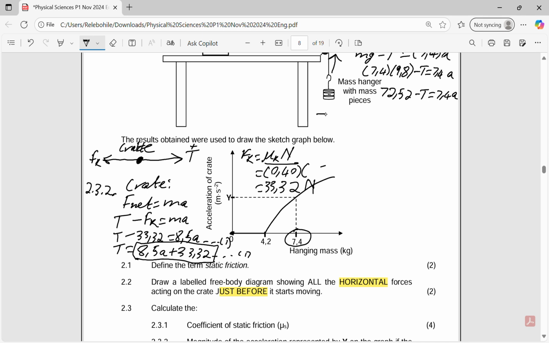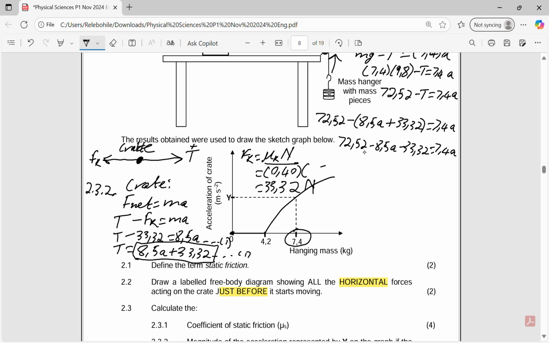So this means that I'm going to have 72.52 minus, in brackets, 8.5A plus 33.32 is equal to 7.4A. Then if I'm removing my bracket, I'm multiplying by this negative. That means I will have 72.52 minus 8.5A minus 33.32 is equal to 7.4A. And then from here, I'm adding my like terms.